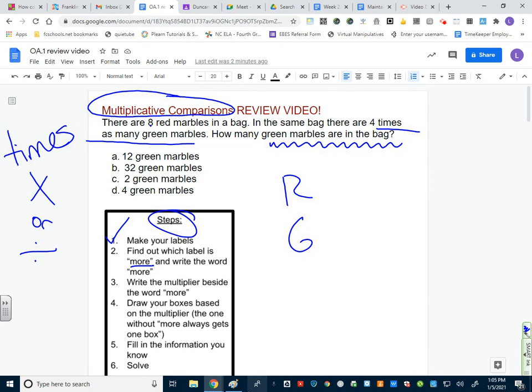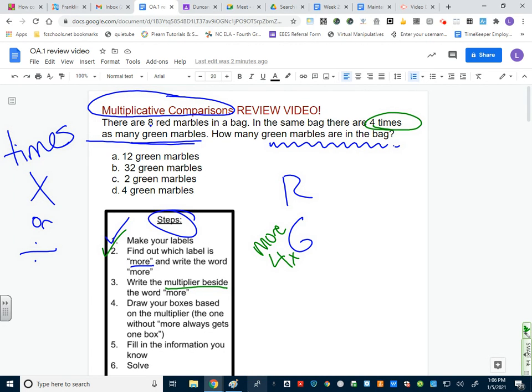So it says there's 8 red marbles. In the same bag, there's 4 times as many green marbles. How many green marbles are there? So we've learned that there are more green marbles. Check. So that brings us straight into step 3. We write the multiplier beside the word more. Well, the multiplier is the number hooked to the word times. So since there are 4 times as many green marbles, our multiplier is, in fact, 4.